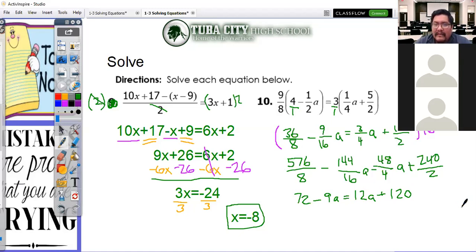Now let's go ahead and get a by itself. So here we have a bit of a problem because if I minus 12a, a is going to be on the left side, but it's going to be negative. You can easily fix that by just switching the side that a is on. Or we could also add 9 to both sides. So we do have a bit of a conundrum here. Do we switch sides or do we have to divide by a negative?